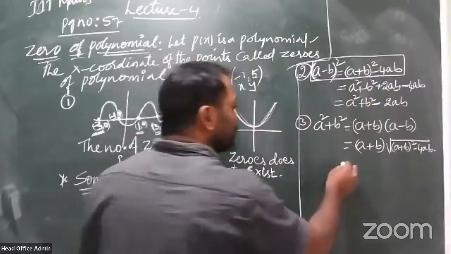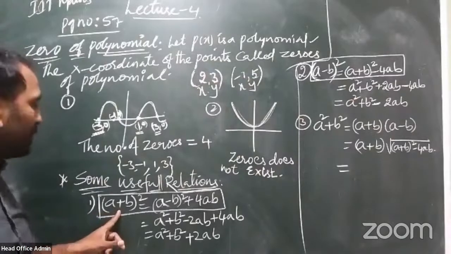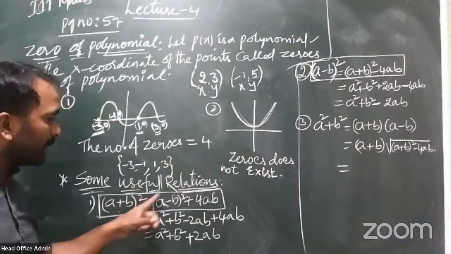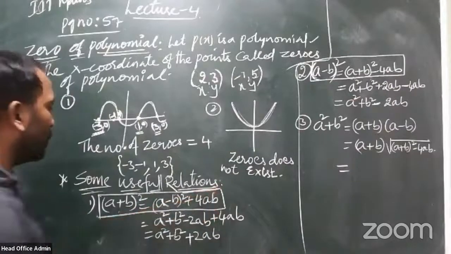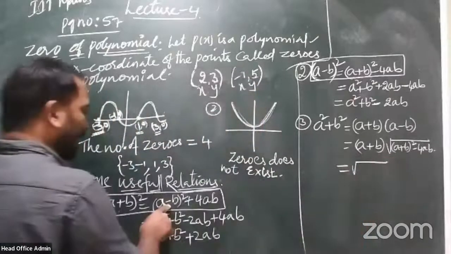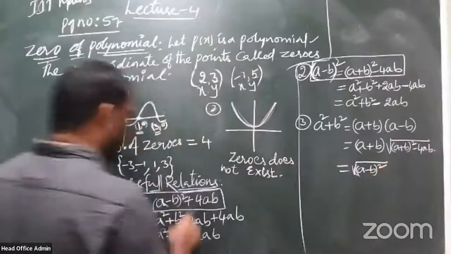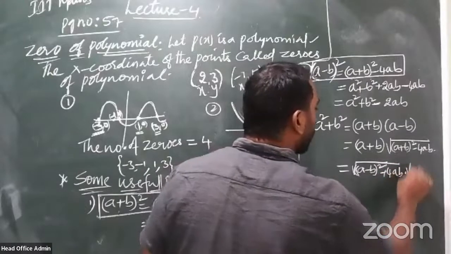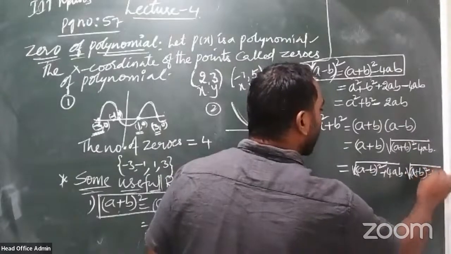Understand? Now a plus b is there, no? Here (a plus b) whole square formula also we have. Here also if I remove the square, again root comes. As I remove the square, what do I get here? Root. So a plus b can be written as root of (a minus b) whole square plus 4ab, again into root of (a plus b) whole square minus 4ab.